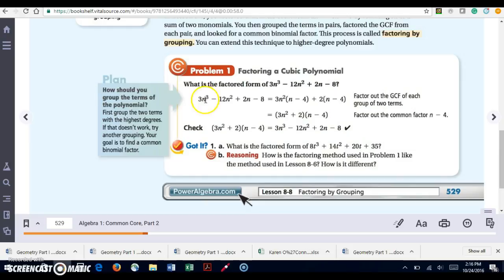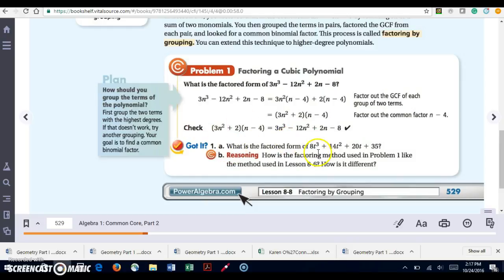So for this one, for example, the common factor of 3n to the third and 12n squared would be 3n squared. And the common factor of 2n and 8 would be 2. And I'm left with 3n squared times n minus 4 plus 2 times n minus 4. And so they have a common factor of n minus 4. So I pull out the n minus 4 and I put what's left, which is 3n squared plus 2. And then they checked it.